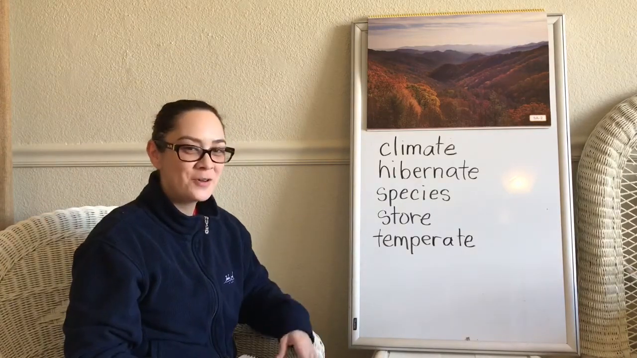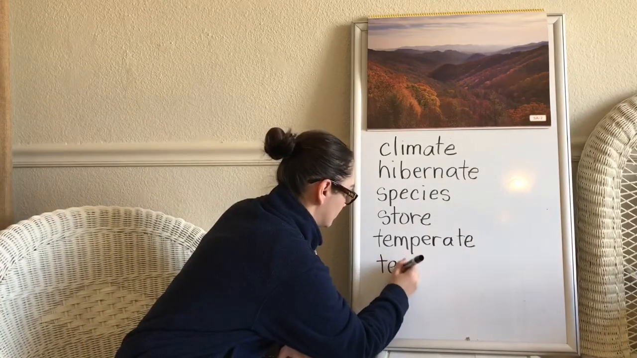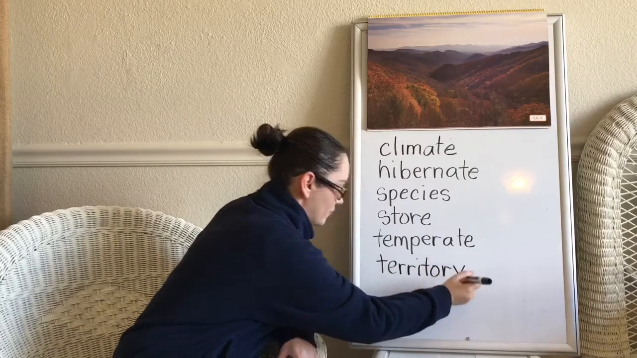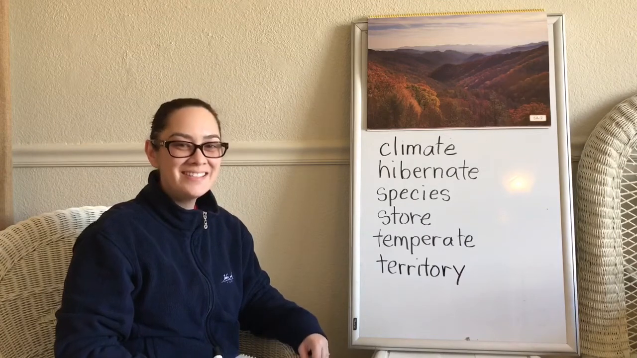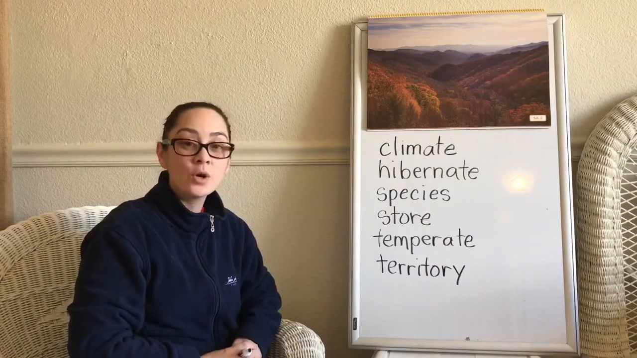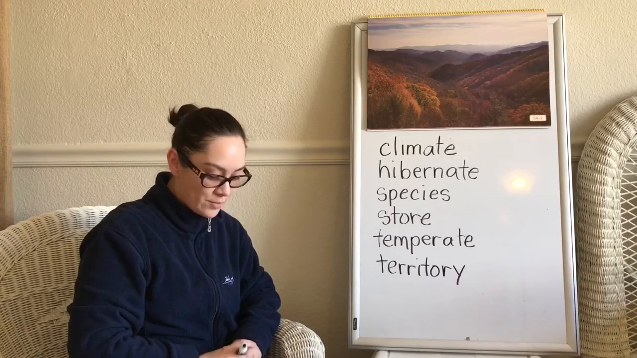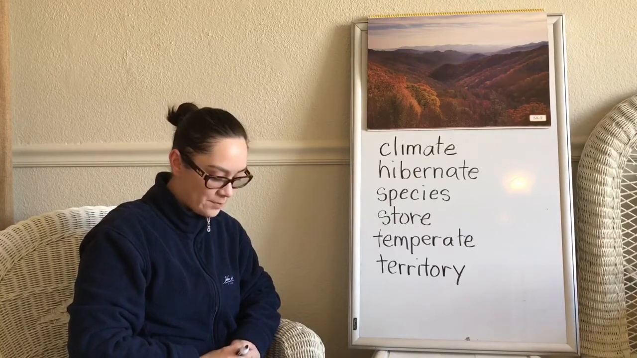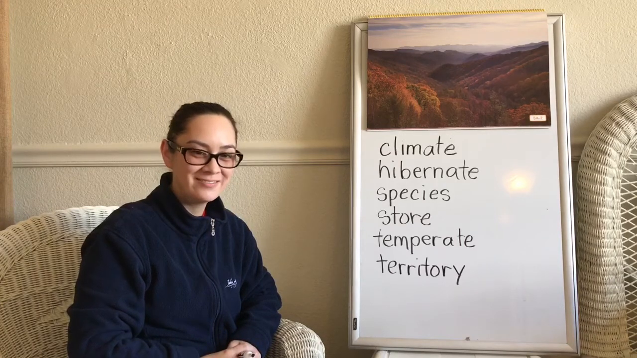And our final vocabulary word for this lesson, territory. Please say territory with me. Territory. A space or an area in which an animal or group of animals lives, and in which they will not permit others to enter or live. For example, many animals protect their territory.